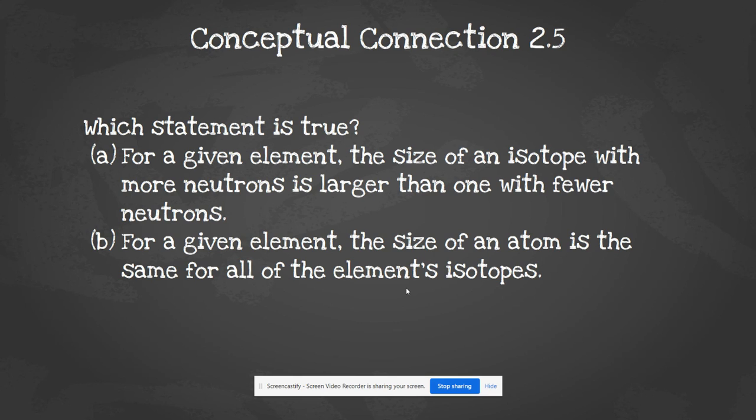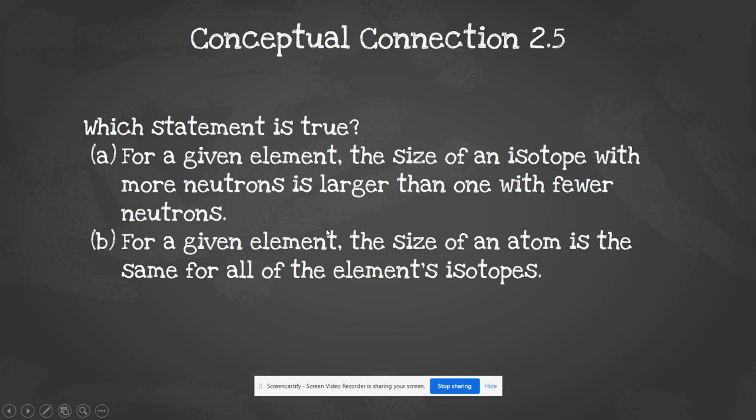Conceptual connection 2.5. Which statement is true? A: For a given element, the size of an isotope with more neutrons is larger than one with fewer neutrons, or B: for a given element, the size of an atom is the same for all of the element's isotopes. If you said B is true, you are correct.